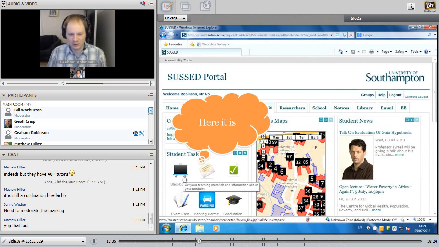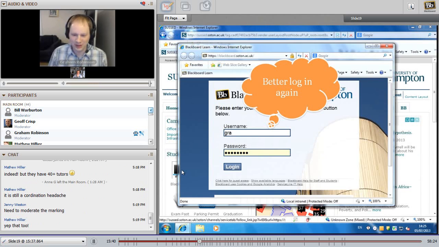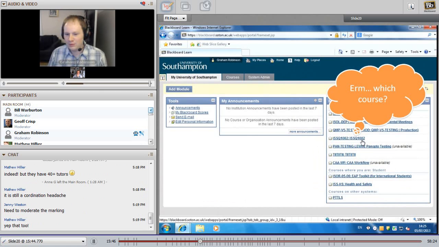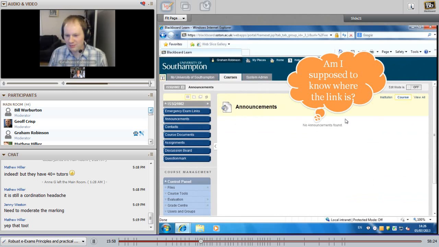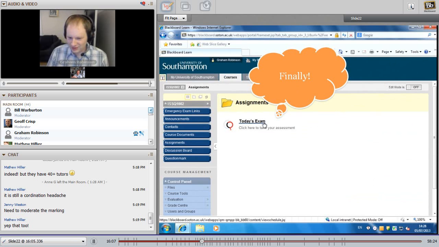It's nicely under students here. But then you have to log into Blackboard again, so that's the third time now that we've put the username and password in. But then you're in Blackboard and you're sat there worried about your exam, thinking, so which course am I in? Right, okay, I'd better remember the code for the exam. And then you think, right, where has my tutor actually put the link? Here I am at the announcements page. So eventually you might find your way through to where the exam is.